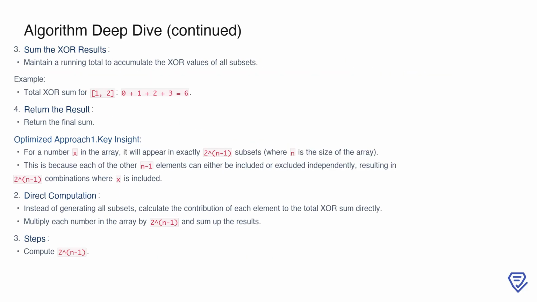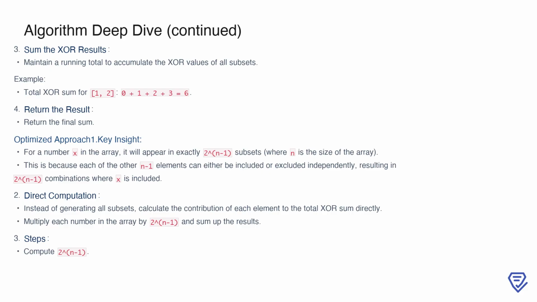Now that we've computed the XOR values for each subset, the next task is to sum them all up. This involves maintaining a running total and adding each subset's XOR result to it. For example, with subsets [], [1], [2], [1, 2], from nums equals [1, 2], the total XOR sum is 0 plus 1 plus 2 plus 3 equals 6. Once the sum is complete, we return the final result. While this brute force approach is straightforward, it becomes inefficient as the size of the array increases, due to the exponential growth in the number of subsets.